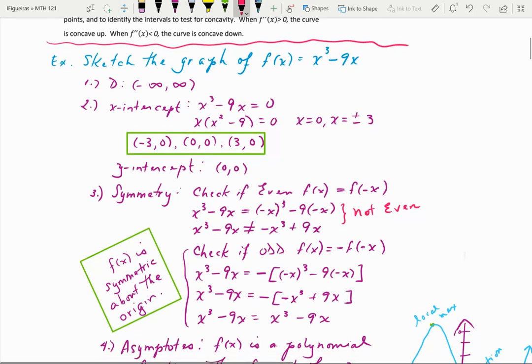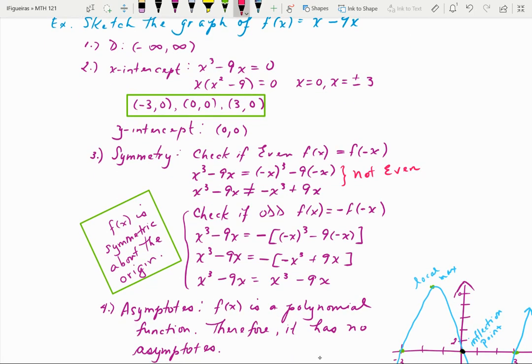Well, now let's check if it's odd. To check if it's odd, you have to determine if f of x equals negative f of negative x. So the work is here, starting at this line. And when you simplify the right side, you get that the left and the right side are in fact the same. And since they are equal, you can safely say that it is symmetric about the origin. It's an odd function. Okay, so let's move on.